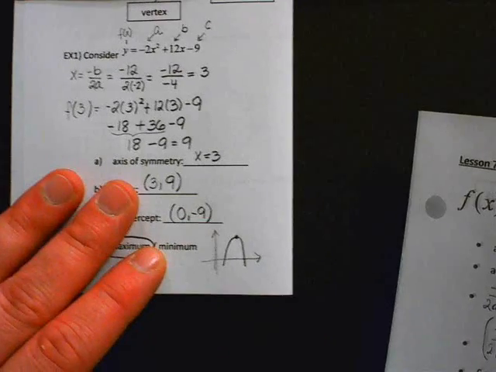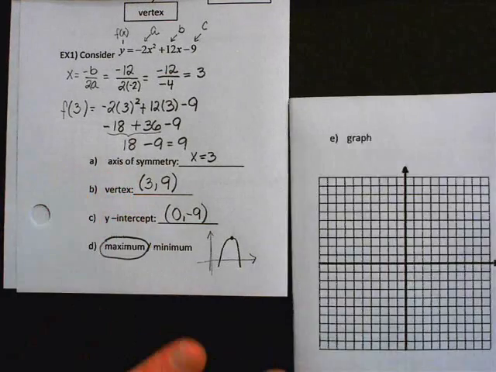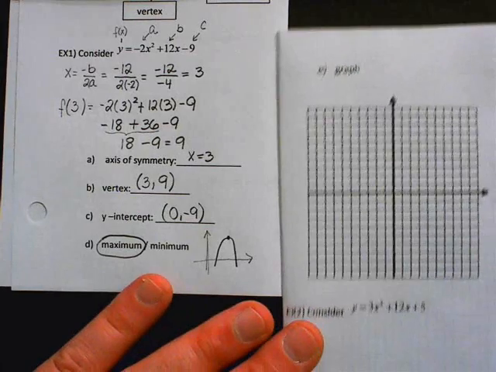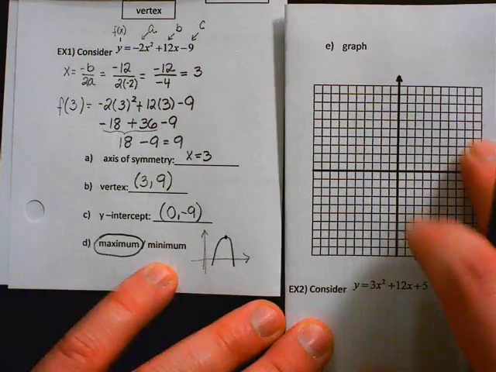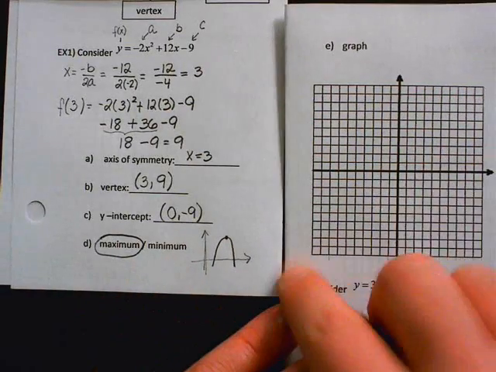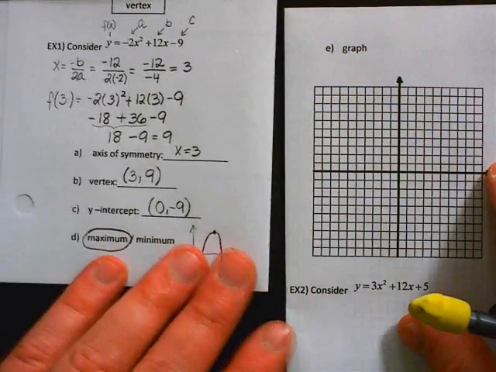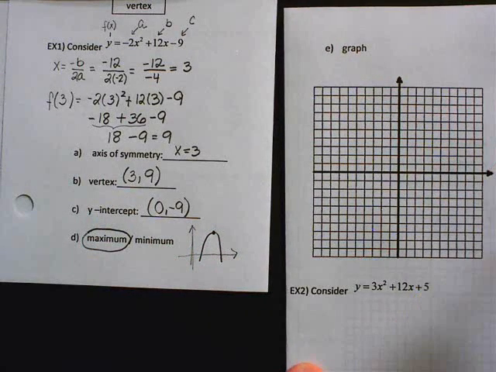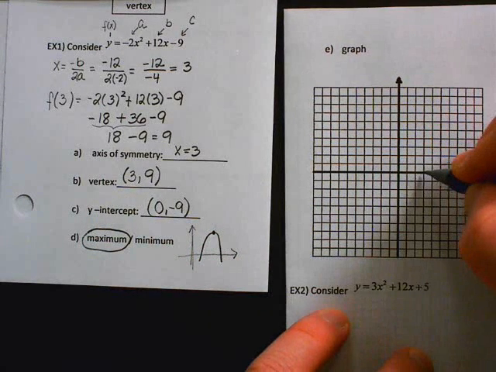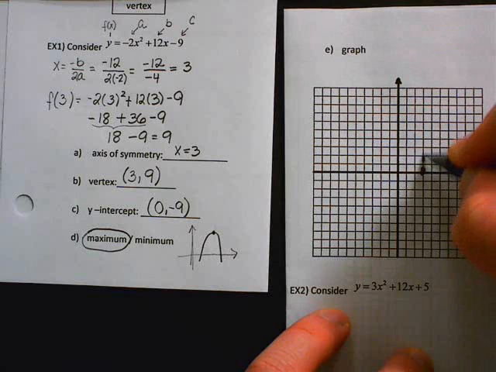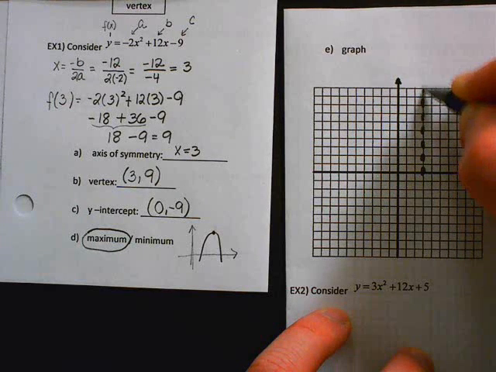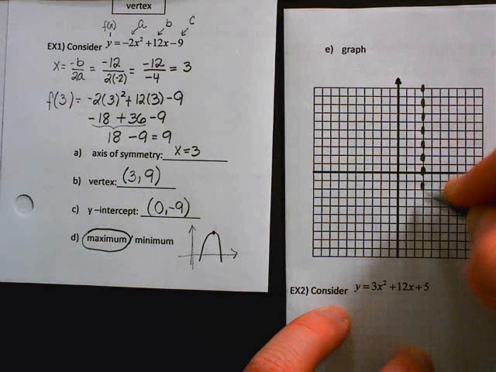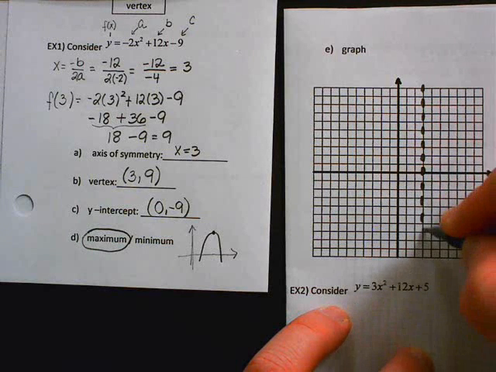I'm going to keep this up, and I have another copy here for me, so you can see how we're going to use this information that we found to create our graph. We're going to do it in the order that we wrote. We're going to use the axis of symmetry, so we're going to go here to x equals 3, and we're going to draw a dashed line to represent our axis of symmetry. Alright, very good.